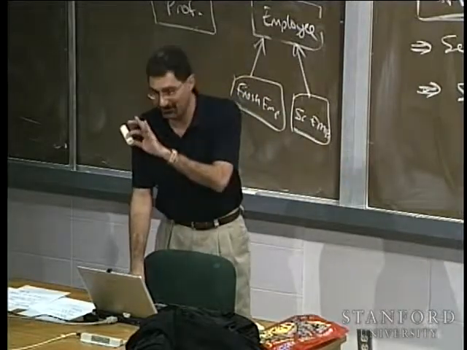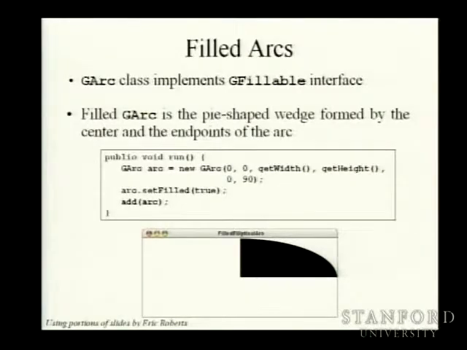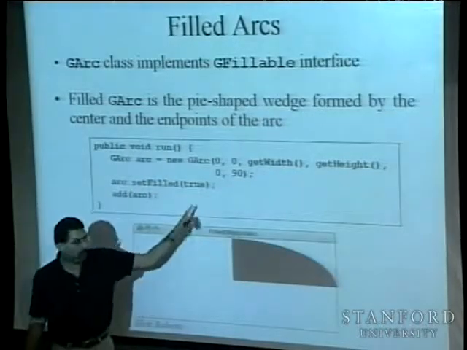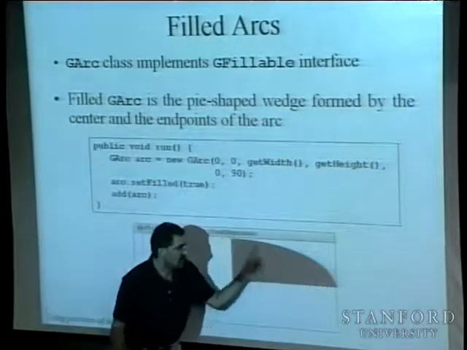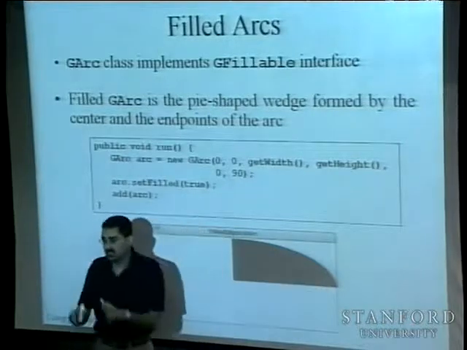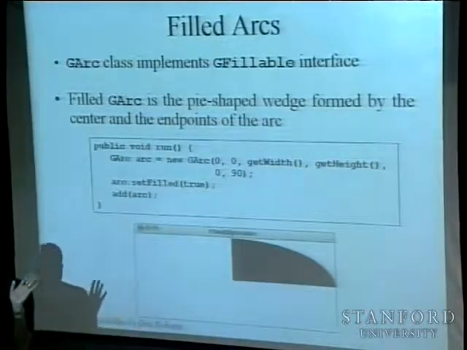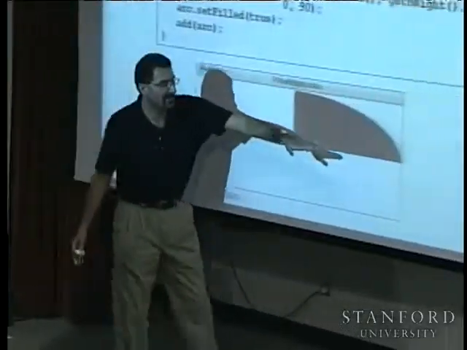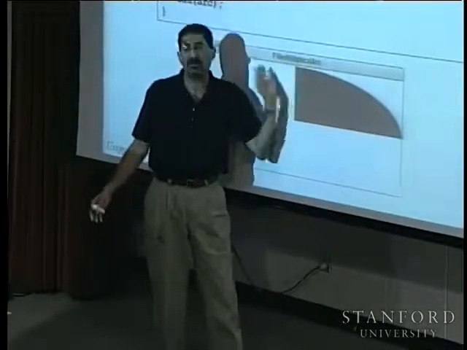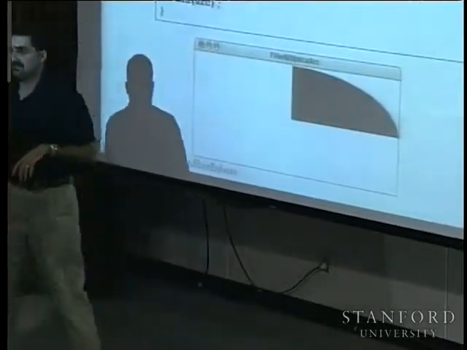So last slide before you go is a filled GArc. Good question. Basically, if you write a GArc, whatever that GArc is, and you set its filled to be true, what you get instead of just the arc is you get the pie wedge that you would have gotten associated with that arc. So just imagine you had some solid line that sweeps out the arc. That's what you get with the filled version of a GArc.